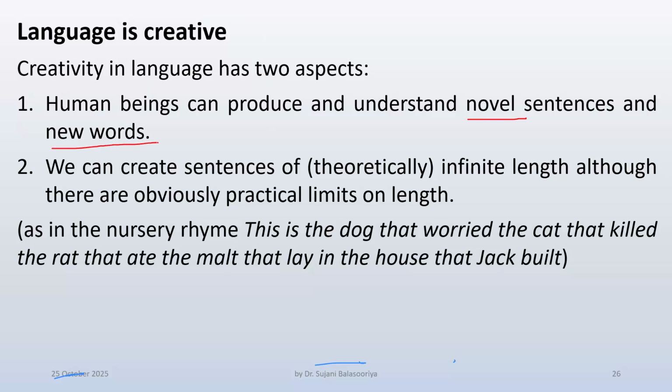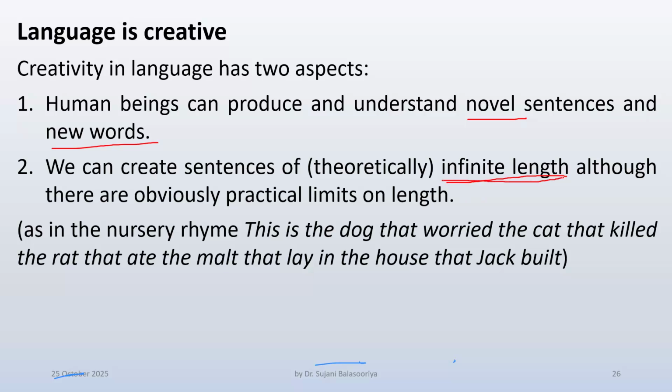I can create new sentences, right? And we can create new words also. With time, they will be accepted by others and will be added to the vocabulary of the language also, right? And there's another aspect of creativity. We can create sentences of infinite length, theoretically, although there are obvious practical limits on length, right? This is the point. We can create sentences of infinite length.